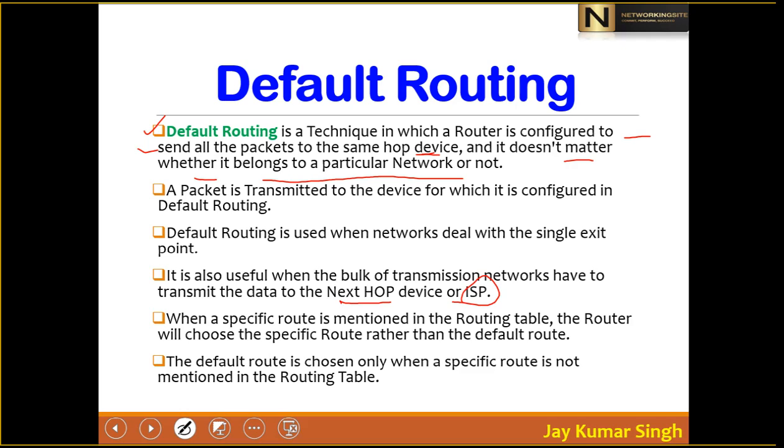Normally when you are connected with an ISP and you are paying, the ISP is always responsible for providing you reachability to any internet address. A packet is transmitted to the device which is configured in the default route, meaning anything you want to communicate will reach that network. Default routing is used when the network is dealing with a single exit point, but when you have multiple exit points, default routing is not recommended.